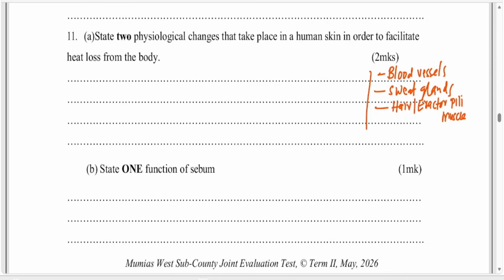Some of the physiological processes: because we have the sweat glands producing more sweat, we can talk of sweating, or secretion or production of sweat, as one of the physiological processes. We can also talk about what happens to the blood vessels because we are losing heat. So the blood vessels vasodilate. So we have vasodilation, so that blood flows near the skin surface.